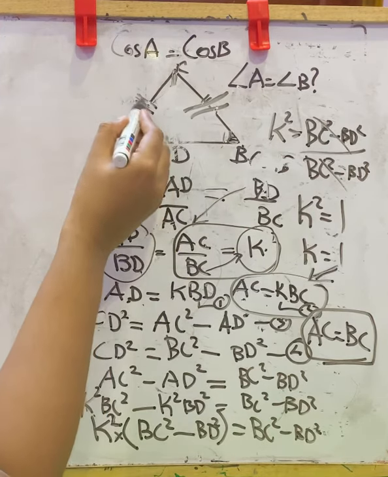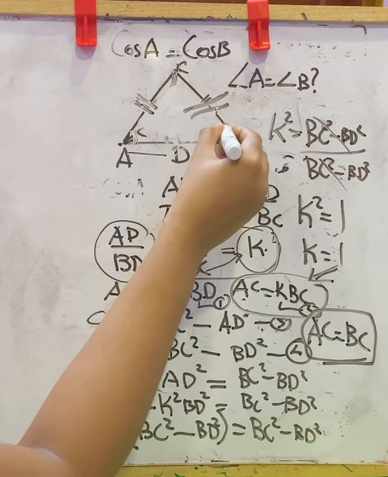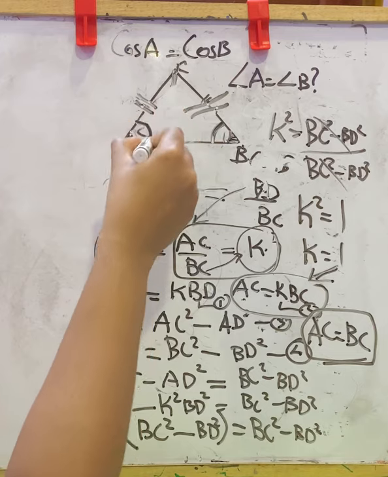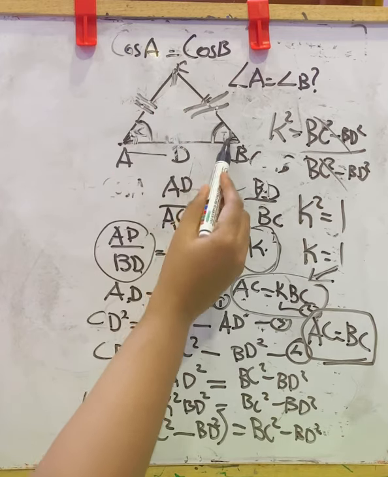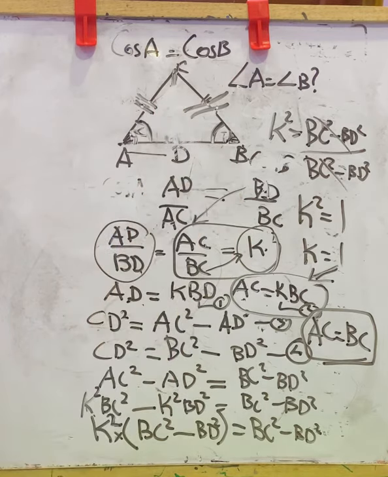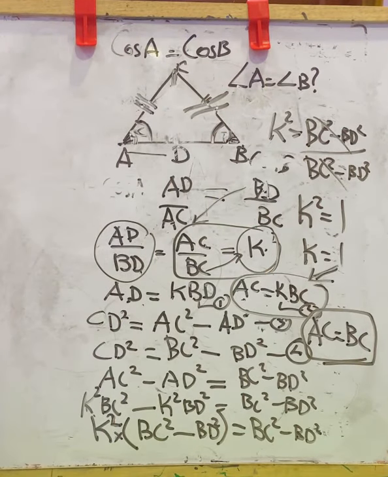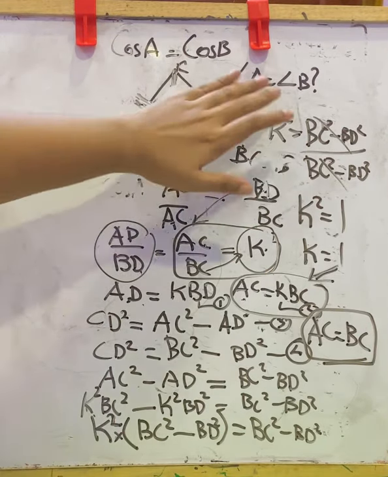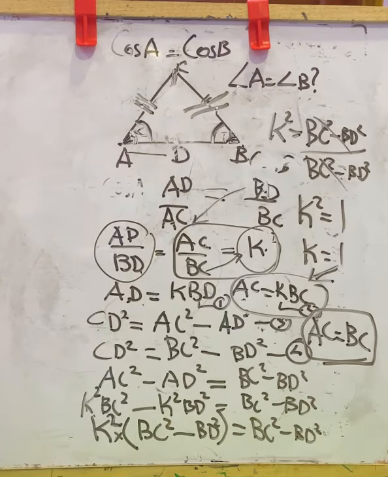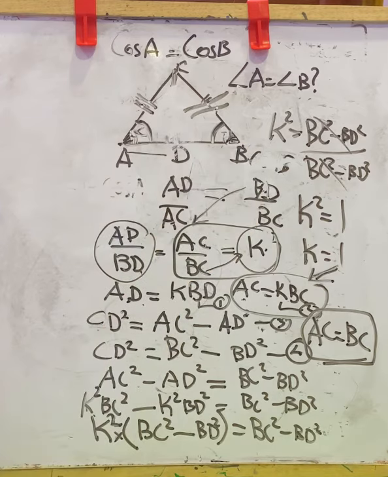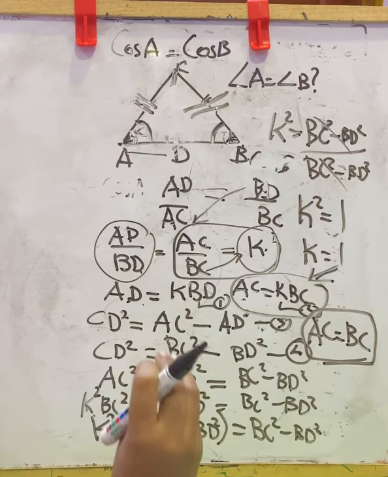That is, this side, its opposite angle is this angle. And this side, its opposite angle is this angle. These two will be equal. It is the property of isosceles triangle. If these two sides are equal, these angles will be equal. So that is what we have to prove, angle A equal to angle B. So we proved it, angle A equal to angle B according to isosceles triangle property.